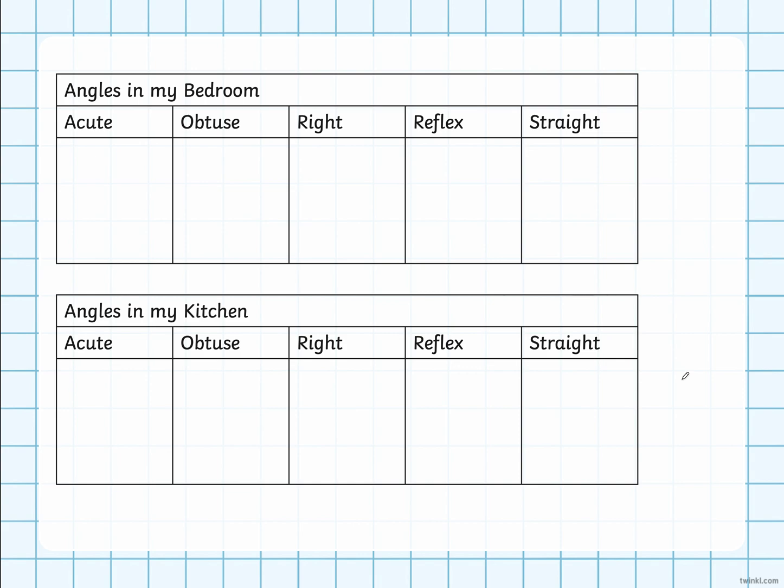Tomorrow, your activity is going to be to find angles in your environment. So, for instance, you might decide to look in your bedroom and find at least 5 examples of acute, obtuse, right, reflex, and straight angles. And then in your kitchen, you need to do at least 2 places in your environment, whether that's inside or outside.